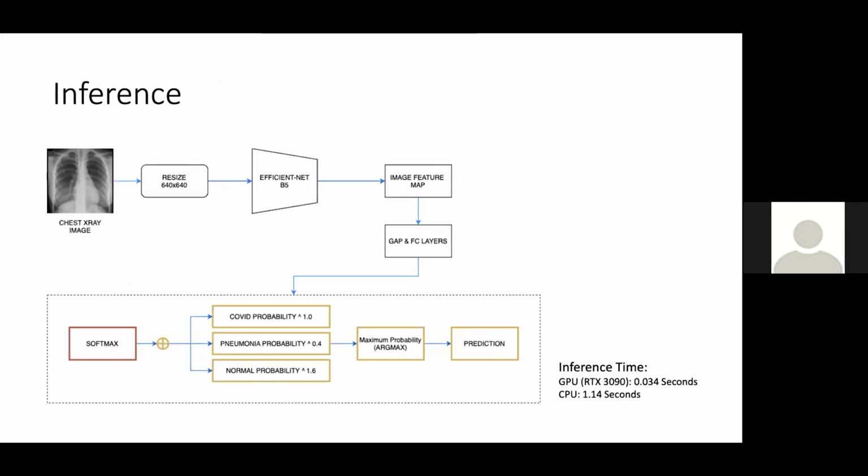So at inference time, we have a chest x-ray, and we resize it to 640 by 640 and pass it to our backbone, and then we get the features. At the end, instead of a simple softmax, we have this bias adjustable softmax. And these 1.6, 0.4, and 1.0 are the p values that we find from our training set. Then we take the maximum probability and get the prediction. At inference time, using GPU, RTX 3090, inference time is 0.034 seconds, and on CPU it's 1.14 seconds.